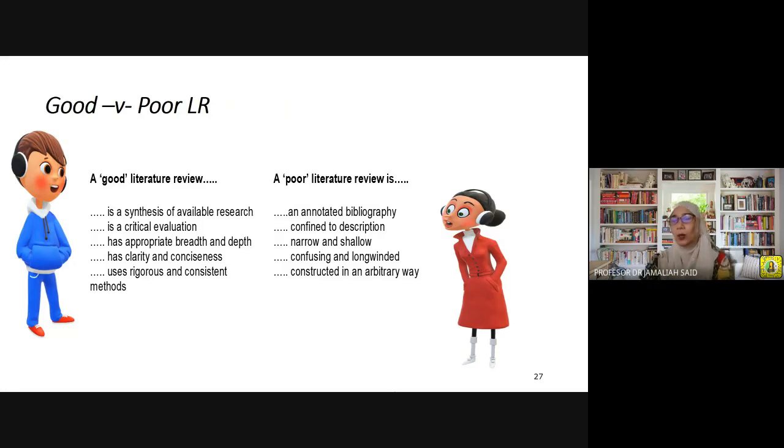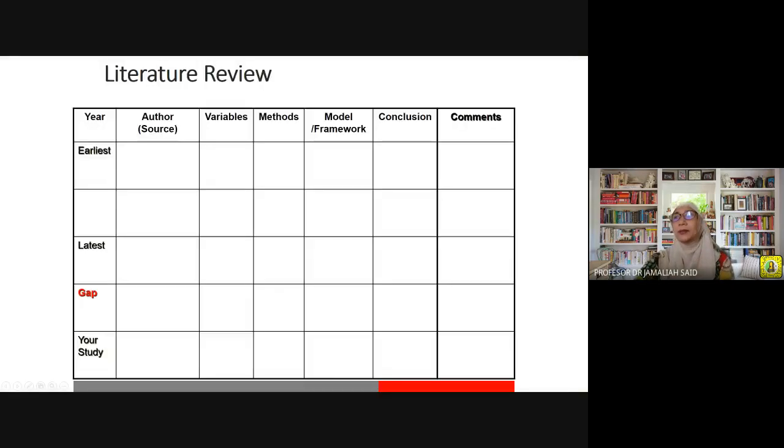Now, what is the format? Instead of summarizing article by article, you convert whatever article you read into this table. From here, you can later on summarize and synthesize past literature in your area. From there, you can easily find the gap that you should fill in.